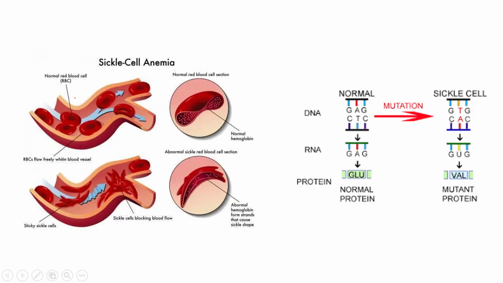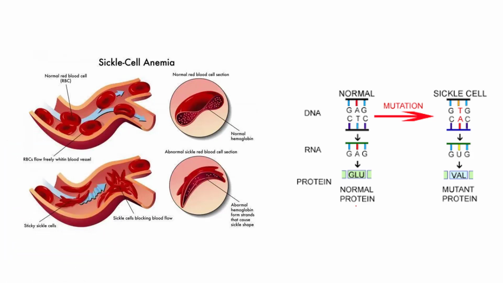Let's talk about another genetic disease. This is called sickle-cell anemia. This one we see exactly where the mutation occurs. So this is the original DNA in a normal situation. This is the RNA that is transcribed from the gene. And then this is the amino acid, glutamic acid or glutamate, in the normal protein.